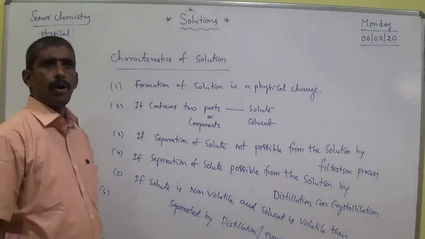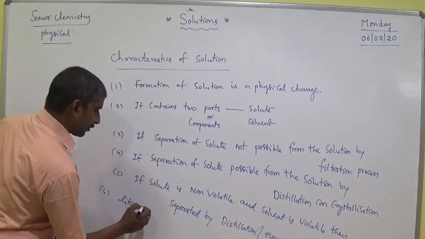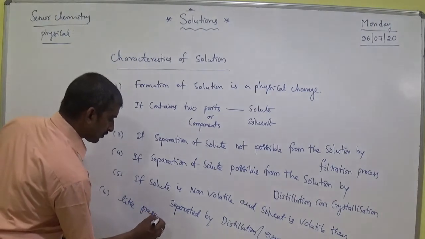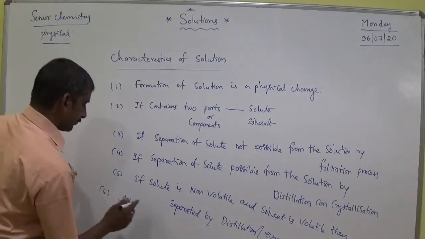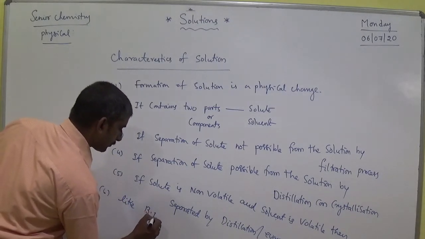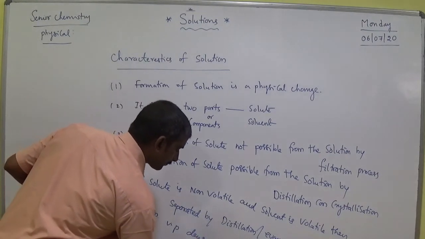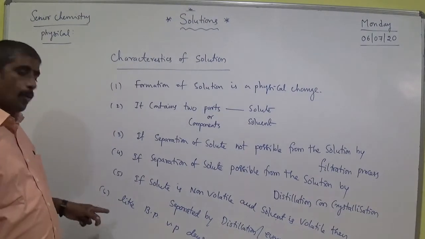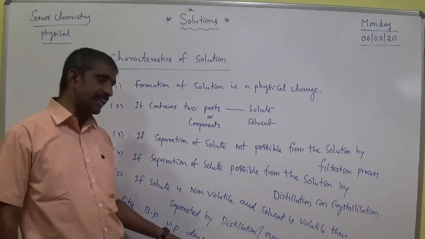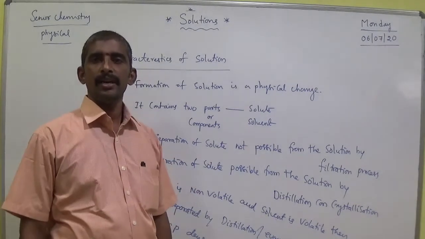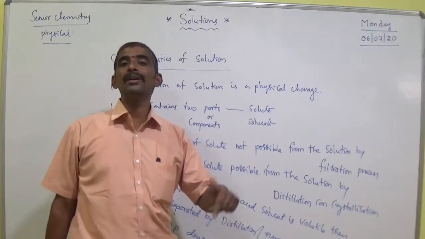Generally, properties of solution like pressure, boiling point, vapor pressure and density depend on the relative amount of solute and solvent.